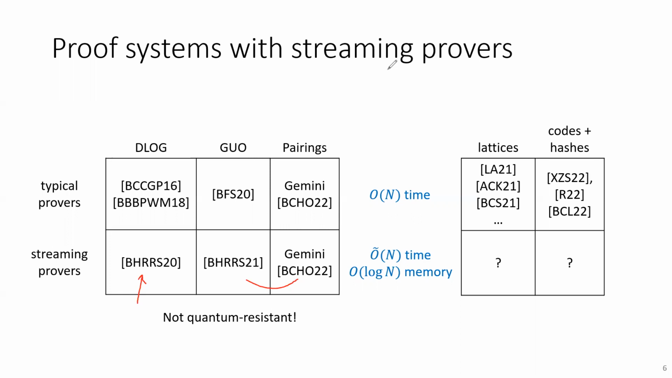Which one, sorry? The 21. Okay, yeah, it is zero knowledge. Okay, so these two are zero knowledge. So then this one is not zero knowledge, but I don't think it's difficult to add it in.